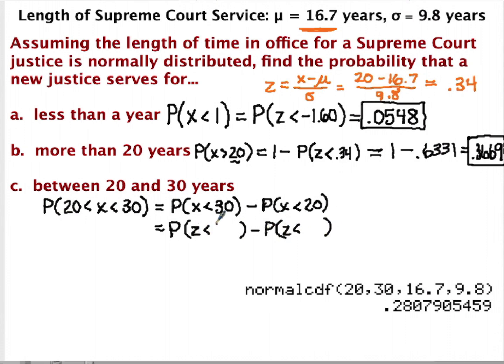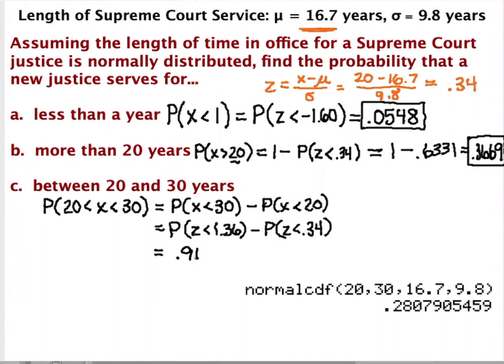The z-score for 30 years is 1.36. That's with a bit of rounding. And then remember, for 20 years, we used 0.34. And now I can look those up on the table because those are standard normal curve values. The z tells me that.